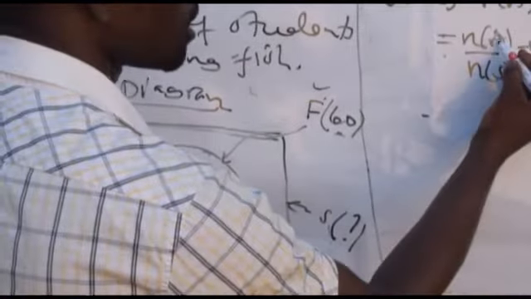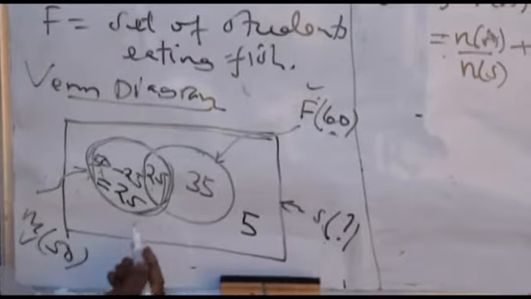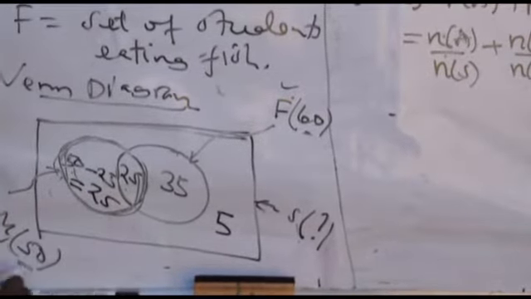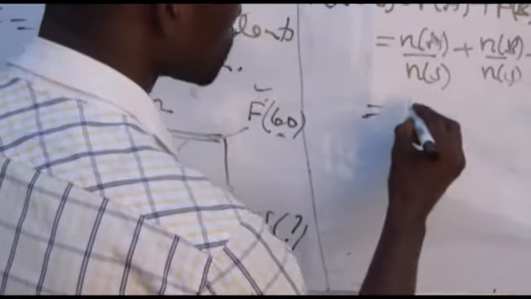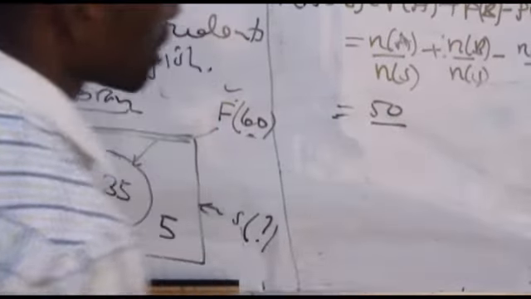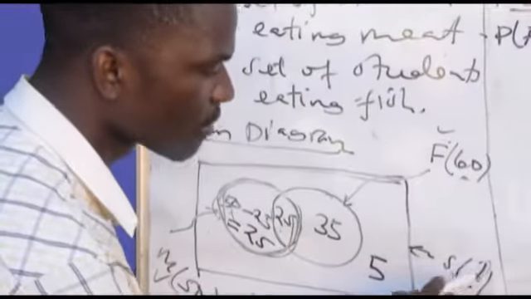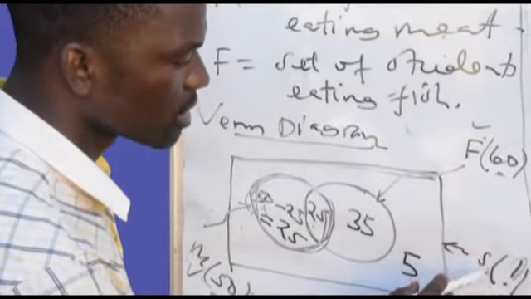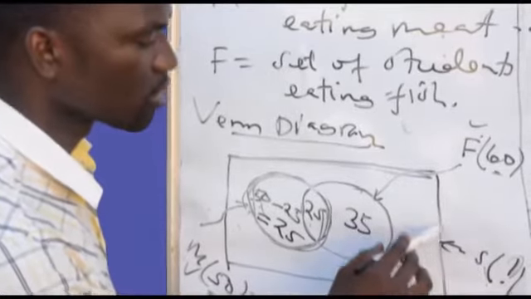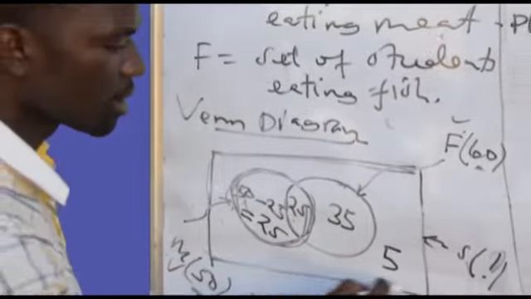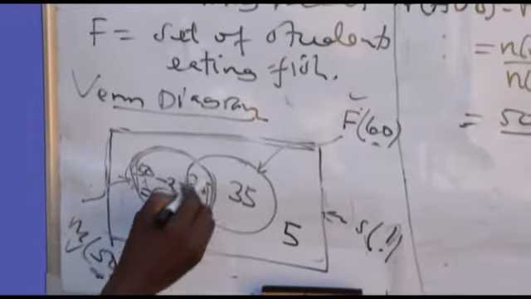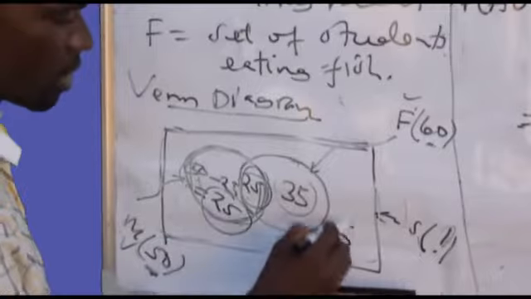So members inside A resemble members inside M. How many members are inside M? They have to be 50. So the number of A is 50 per number of sample space. The number of sample space we don't know here, but the members inside set S are all the members inside this rectangle: 25, 25 again, 35 and 5.